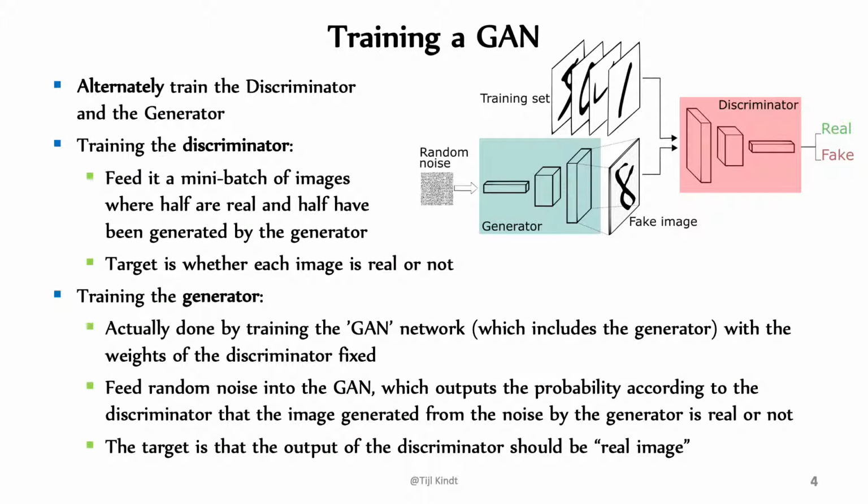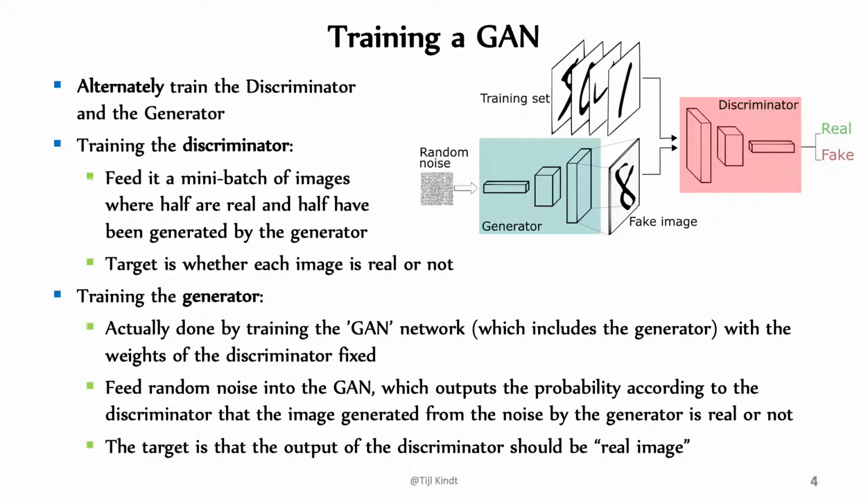So how do we train these networks? We do that by alternately training the discriminator and the generator. Training the discriminator happens by feeding it fake images and real images together in one mini batch, with the added labels fake or real, and then the discriminator will learn how to figure out which is real and which is not. And then the generator we train by training the whole GAN network, including the discriminator, but we keep the weights of the discriminator fixed.